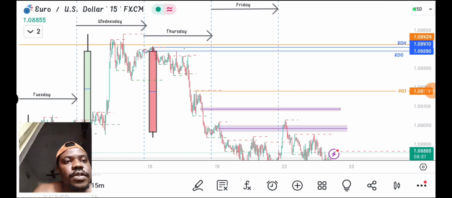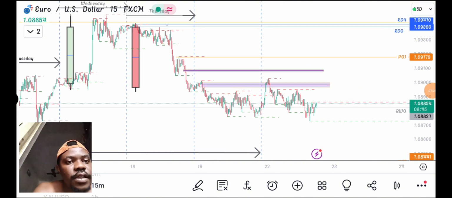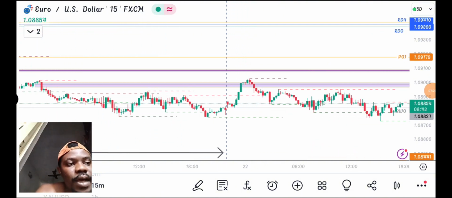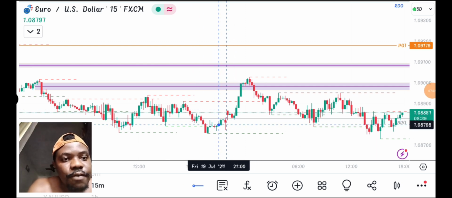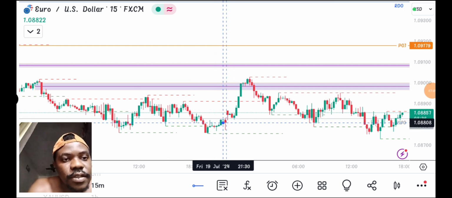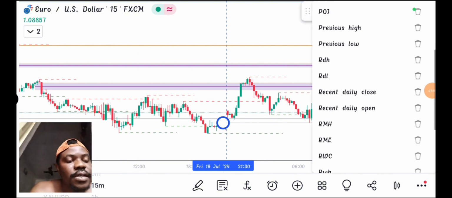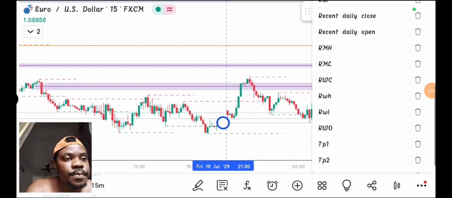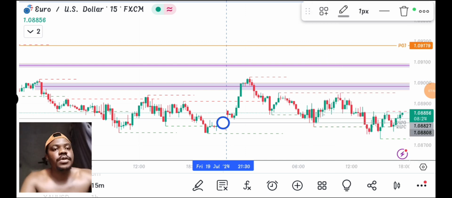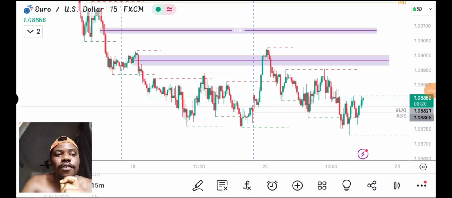Friday's close, this is Friday here guys, don't get me misunderstood. This is Friday here, and the last candlestick before the session break line is our Friday close, which is this candlestick, this bearish candlestick here. So I'm gonna name that recent weekly close. Alright guys, we've gotten our open of last week and close of last week.